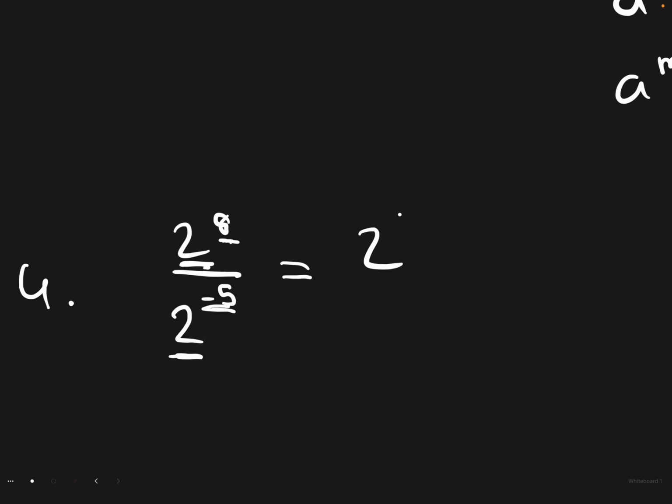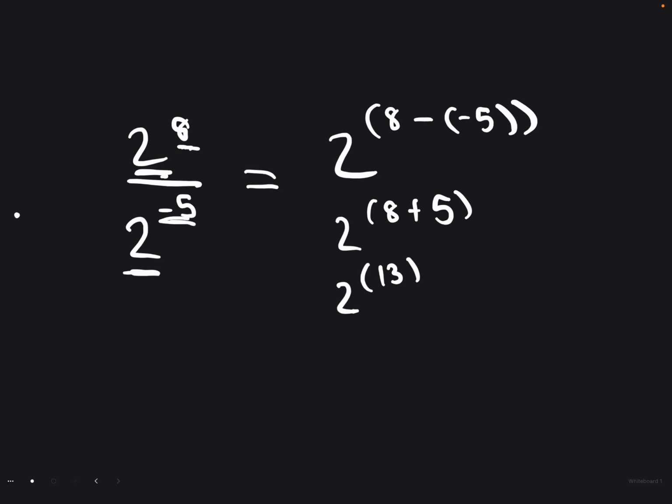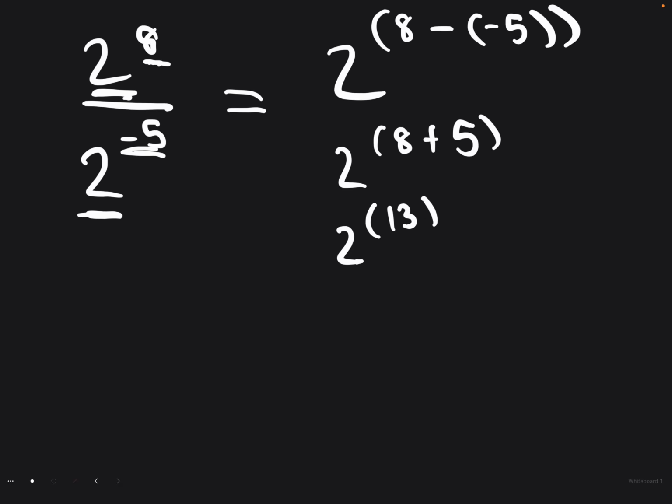This becomes 2 to the power 8 minus, we'll put the minus 5 in brackets because there's a negative sign there already. So this becomes 2 to the 8 plus 5, which also becomes 2 to the 13, and that's it. That's where we stop.